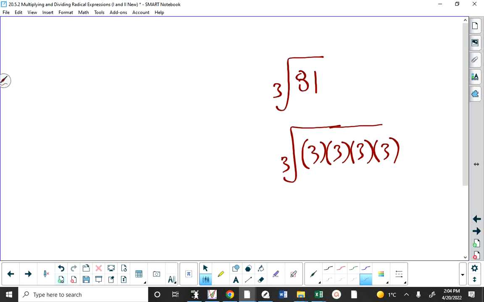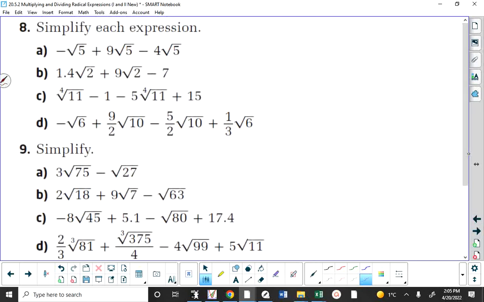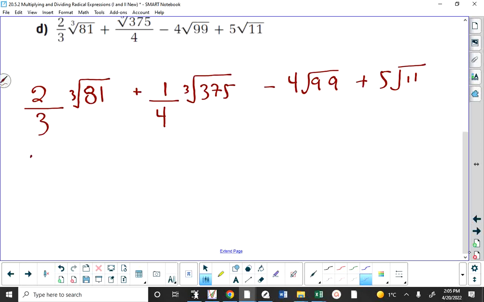Since it's a cube root, I can extract a group of 3 3s, there's 3 of them, and write a single one outside to get 3 times the cube root of 3. It's a veritable smorgasbord of 3s. Where am I? There we are. So this becomes 2/3, and then I have times 3 times the cube root of 3. Plus I have 1/4. Well, I'm not as intimately familiar with 375 as I am with 81, so I would have to do a little bit more thinking here with the 375.